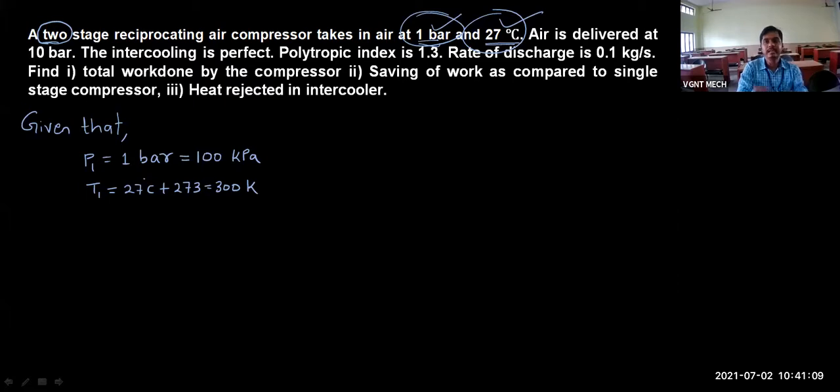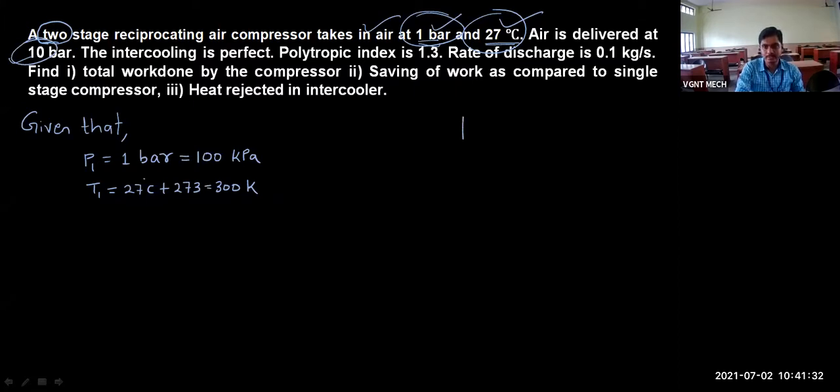Next, air is delivered at 10 bar. Okay, this 10 bar is nothing but the final pressure of the air. So the inlet pressure to the first cylinder is 1 bar, and air is delivered at 10 bar, which means this is the final pressure we have to assume.